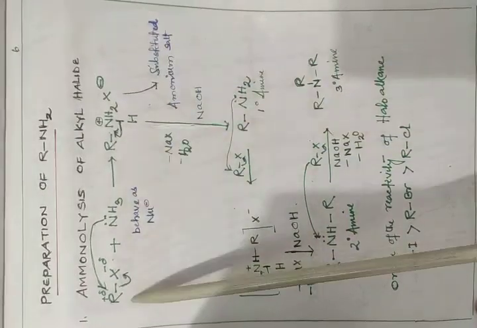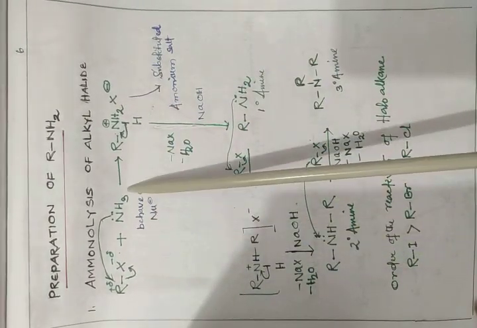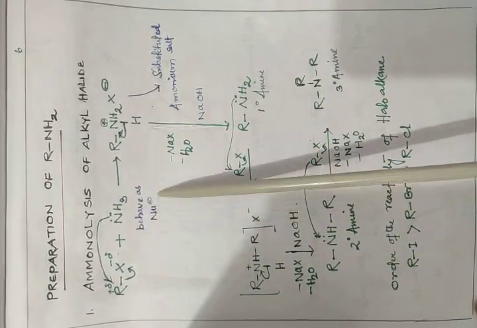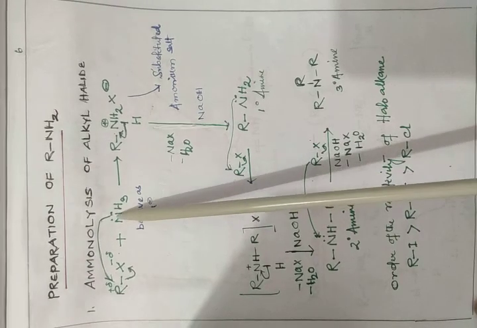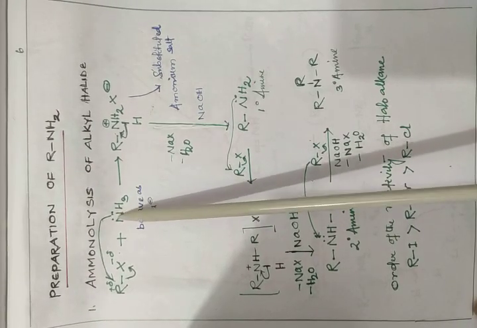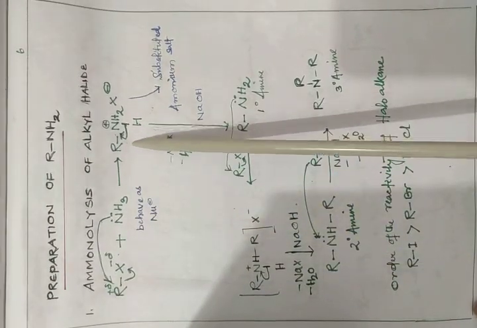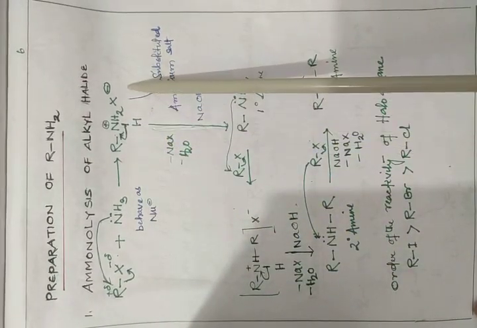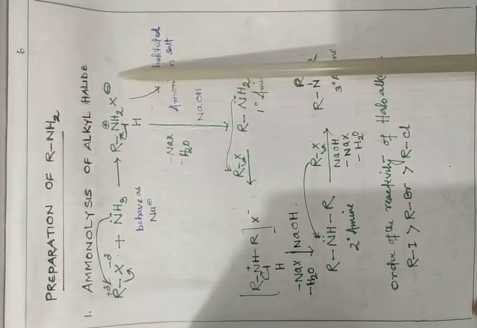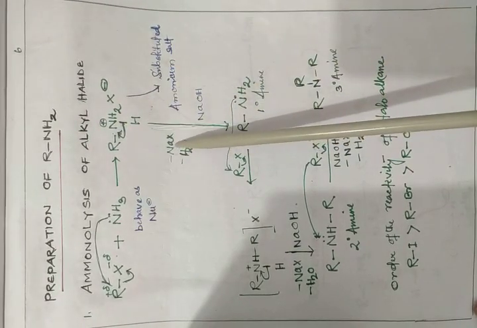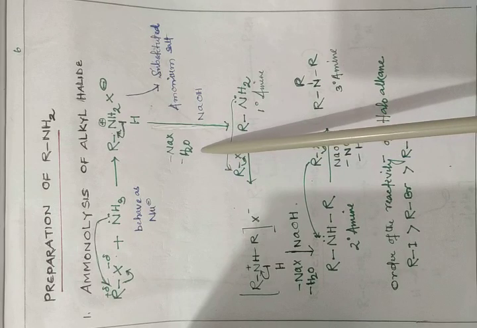Aminolysis of alkyl halide. This is alkyl halide, then ammonia. So this ammonia behaves as a nucleophile only. This ammonia has a lone pair that will be attached to this R, forming the substituted ammonium salt. And then from this compound we have to eliminate a sodium halide and water.